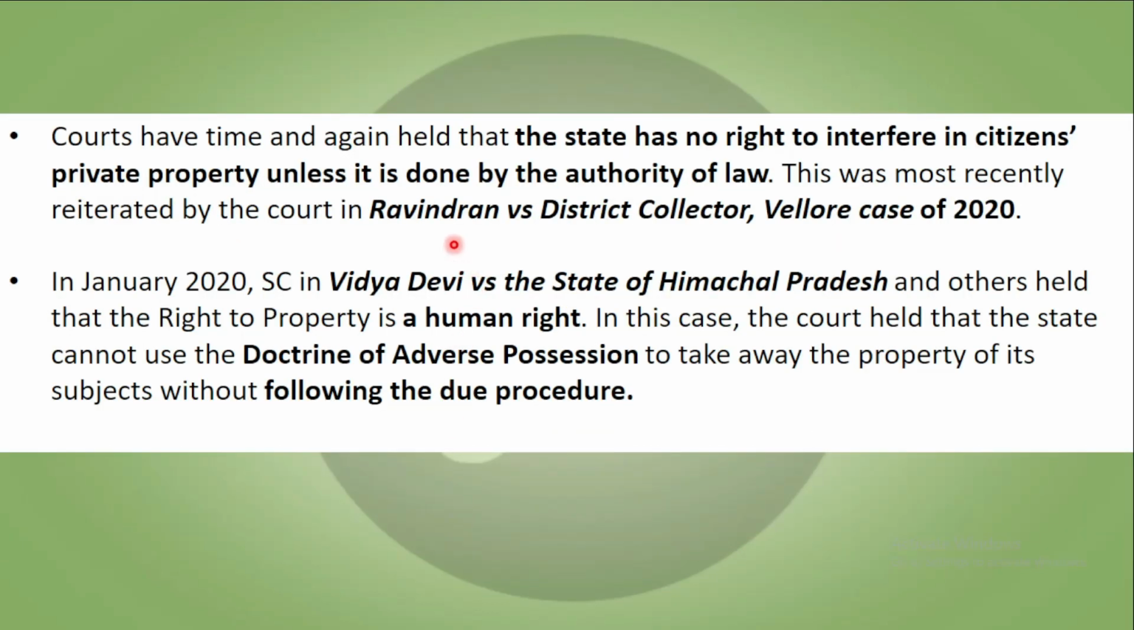Then a recent case, Rajinder versus District Collector, Vellore, of 2022, in which the court said that the state has no right to interfere in a citizen's private property unless it is done by the authority of law. Then in January 2020, in the Vidya Devi versus State of Himachal Pradesh case, the Supreme Court said that the right to property is a human right. In this case, the court also held that the state cannot use the doctrine of adverse possession to take away the property of its subjects without following proper due process. So the state must follow proper due process before taking property.